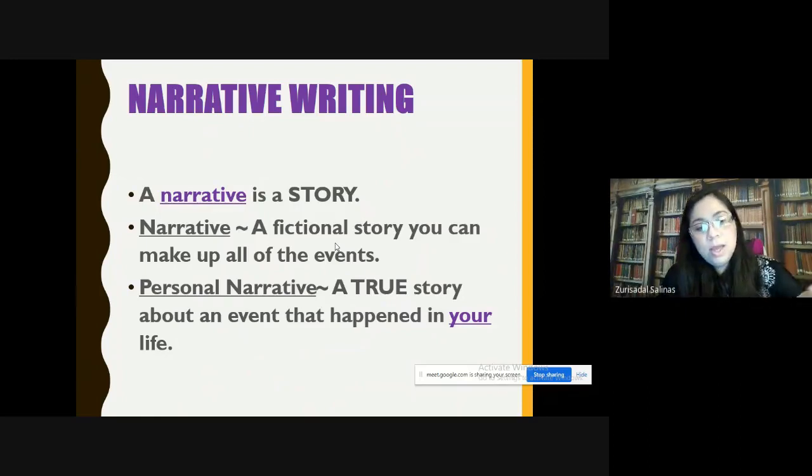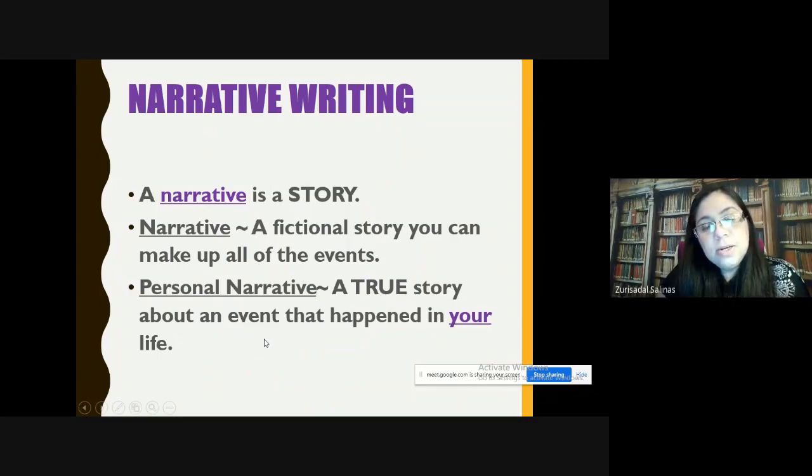And then there's a personal story, a personal narrative. It's a true story about an event that happened in your life, and you want to tell or retell this story for someone to learn something from it, or for just simple reflection. But it's based on a true event. What you will be writing is a personal narrative. This is what we're looking for.